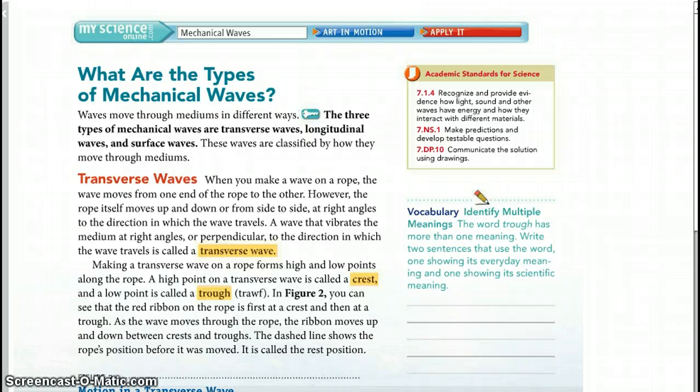The high point on a transverse wave is called the crest, and a low point is called a trough. In Figure 2, you can see that the red ribbon on the rope is first at the crest and then at the trough. As the waves move through the rope, the ribbon moves up and down between crests and troughs. The dashed lines show the rope's position before it was moved. It is called the rest position.